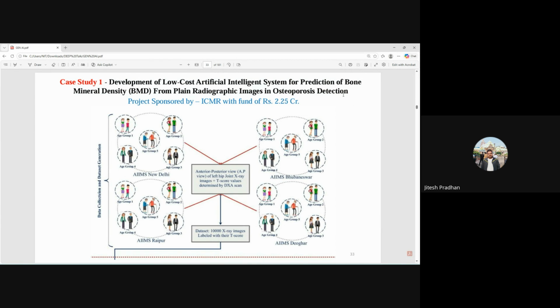I connected with a doctor, an orthopedician, and we discussed real life problems in the medical field. He suggested some problems. We identified problems related to bone. So from the entire ortho field we dropped down to bone only. Then from bone we narrowed down to the hip only. Then we found one problem that is called osteoporosis.